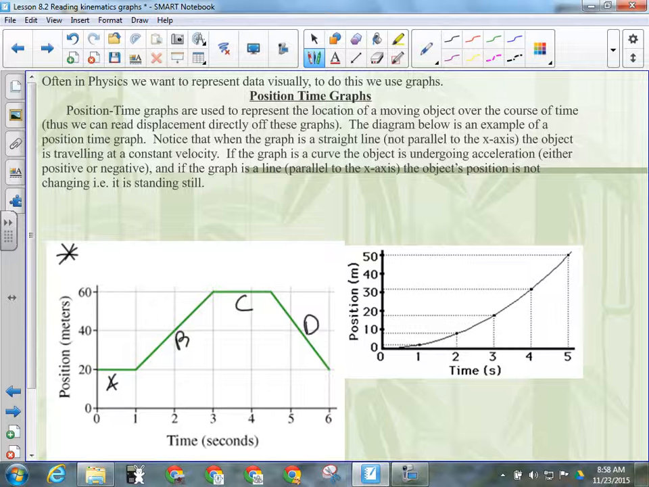How far? But is it going up at the same rate? Yes, it is. So that's actually showing a constant velocity. Every second, it went another 20 meters further. So that's showing an object moving forwards at a constant velocity.